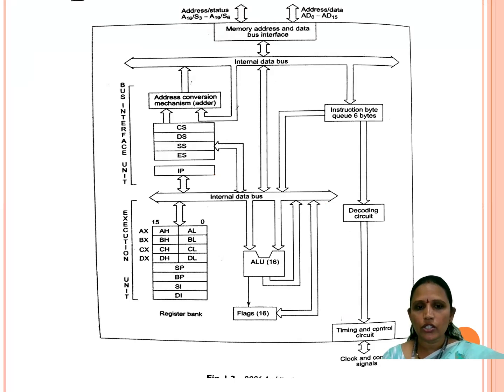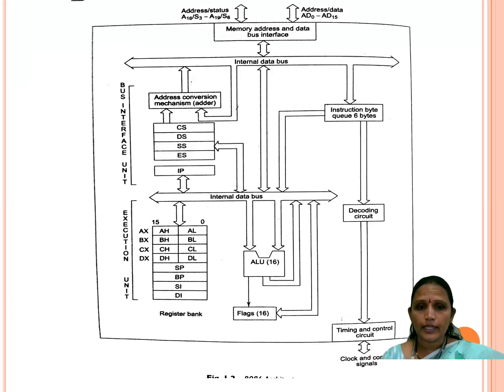The next is the pointer registers as well as the index registers. The pointer registers and index registers are also 16-bit registers. The pointer registers are the stack pointer and base pointer, and coming to the index registers, the source index register as well as the destination index register.